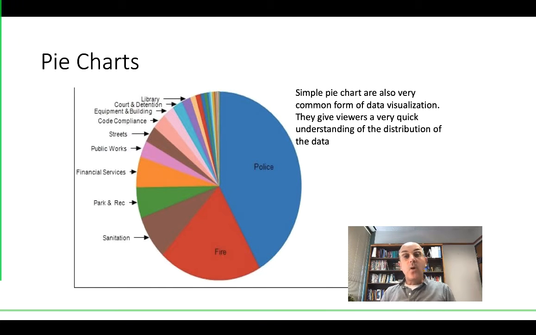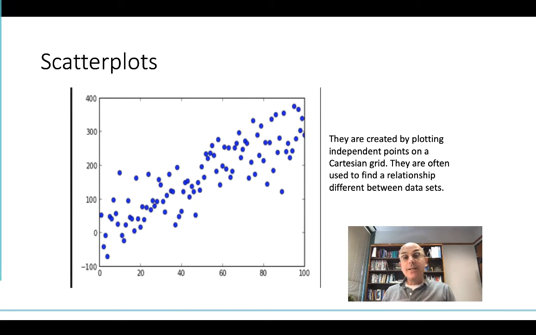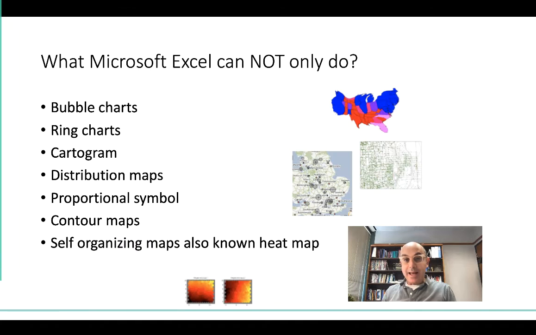Pie chart is also very popular, but it gives viewers a quick understanding of the distribution of the data. And in this case, we can see who is the leading category, in this case police, with regard to budget. So the police get most of the budget in our local government. Scatter plot is also very popular, and it usually helps find a relationship between data sets. And this is important because one of the things that we will learn is to compare different data sets.